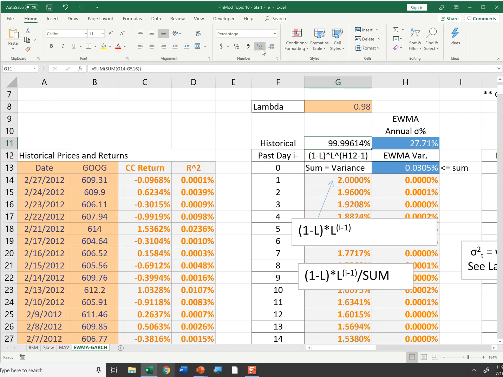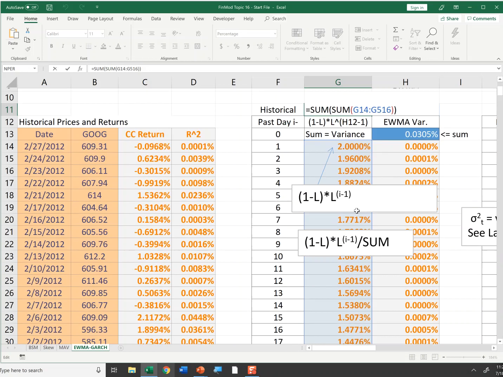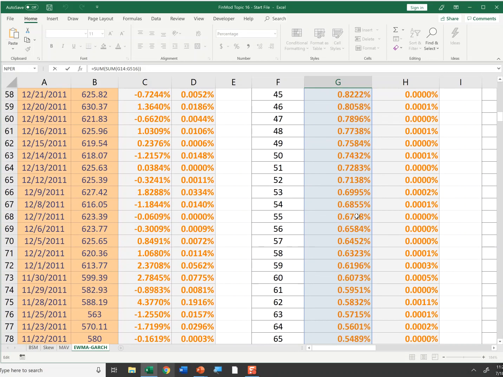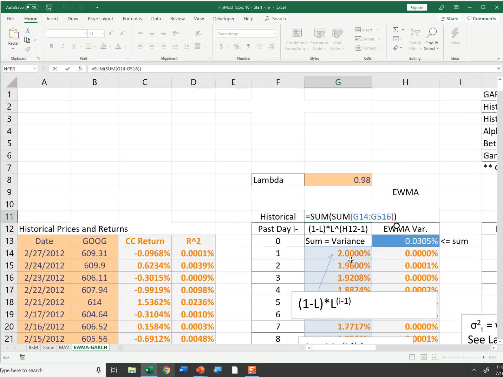I can increase some decimal places. You can see it's really close to 1. However, when I look at the set of all these weights, they don't actually equal 1. And that's not a good property for a weighting scheme, because it's going to actually factor down my data by a little bit.